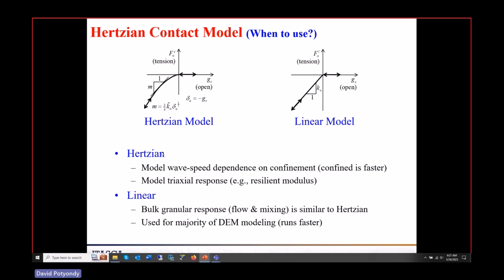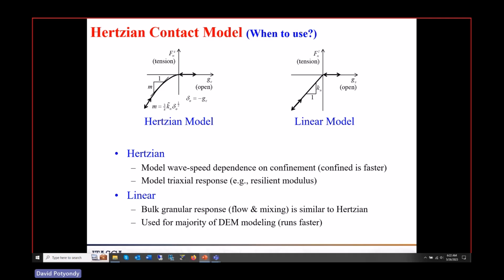The Hertzian model is important, for example, if you actually want to model waves going through a bonded assembly of material. As you may know, if you have a box of sand or a sandstone, and you put it in the lab and it's just sitting there as a cylinder with no confinement, you can smash the top and measure the wave speed. But then if you take it in a triaxial cell and you apply confinement, and you smash the top, you're going to find that the wave speed increases.